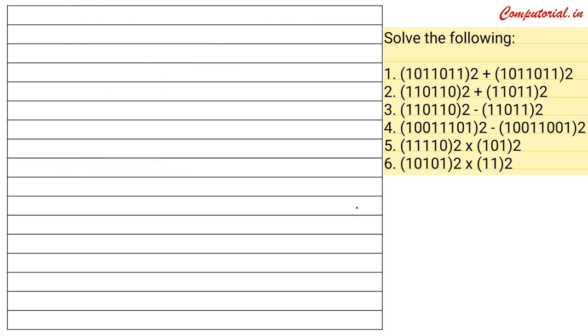Now let's move to question number 3. So it is a question of subtraction and digits are same with this question. It is 110 with a base of 2 subtracted by 11011 with a base of 2. So first of all we have to note down the first number 110 and then we have to write down the second number from the right side like this.